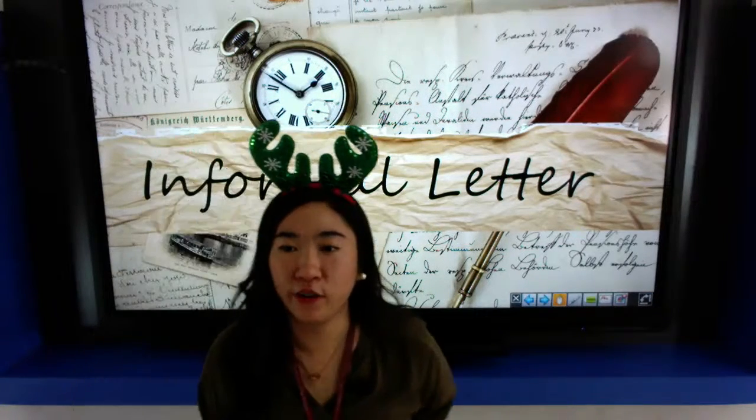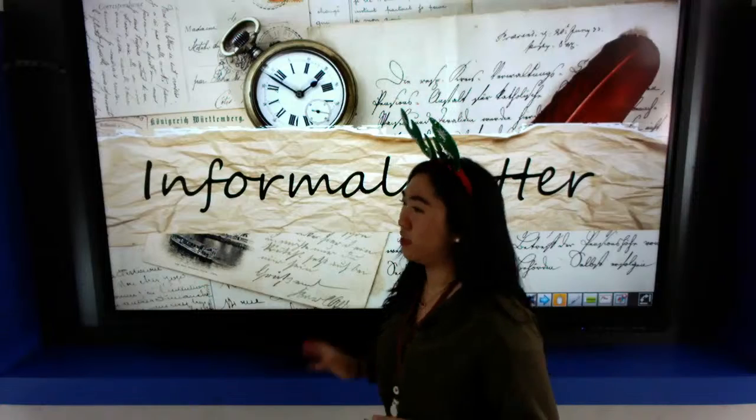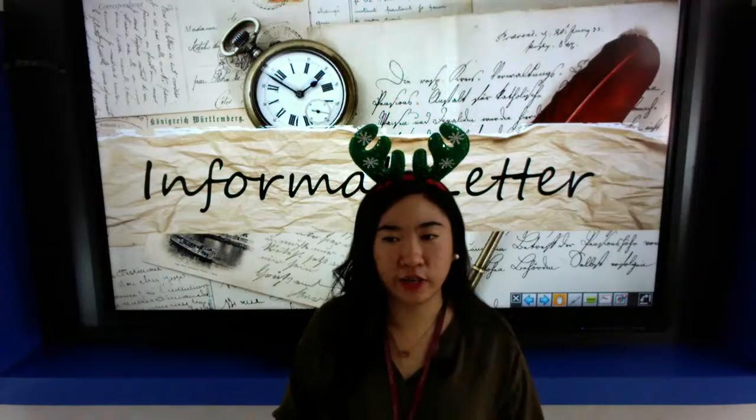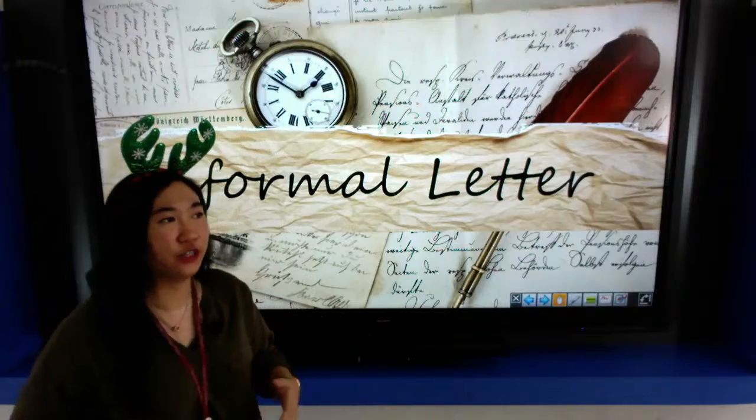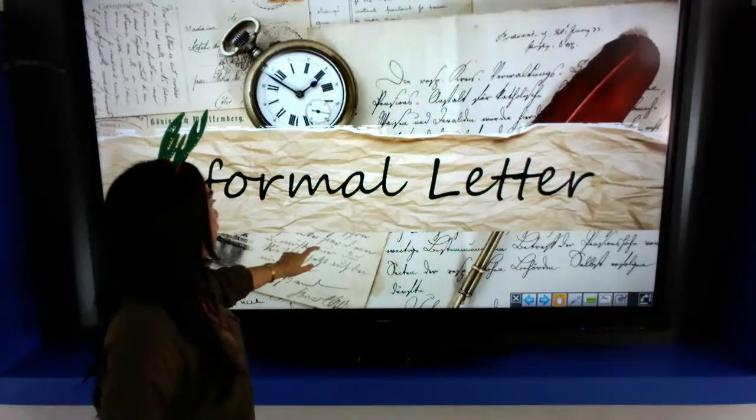Again, when we say informal letter, what is that? What is an informal letter? Yes, a Mother's Day card, that's correct. Okay, now let's go to informal letter. When we say informal letter, what do you think it is? Again, it's like a friendly letter. It's just a casual letter that you send to your friends and your family.